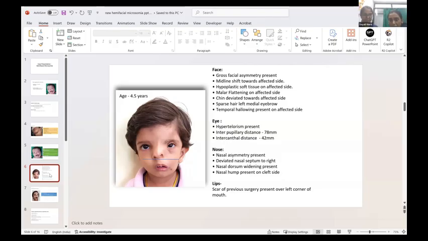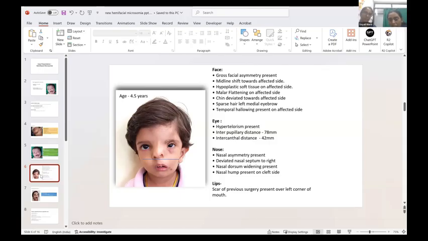Hypertelorism is also present. Interpupillary distance was 78 mm and intercanthal distance was 42 mm. There's a nasal asymmetry present, with deviated nasal septum to the non-affected side. Nasal dorsum widening is also present, and a nasal hump can be seen on the cleft side. The scar of previous surgery is present on the left corner of the mouth. The patient was operated for Tessier cleft.